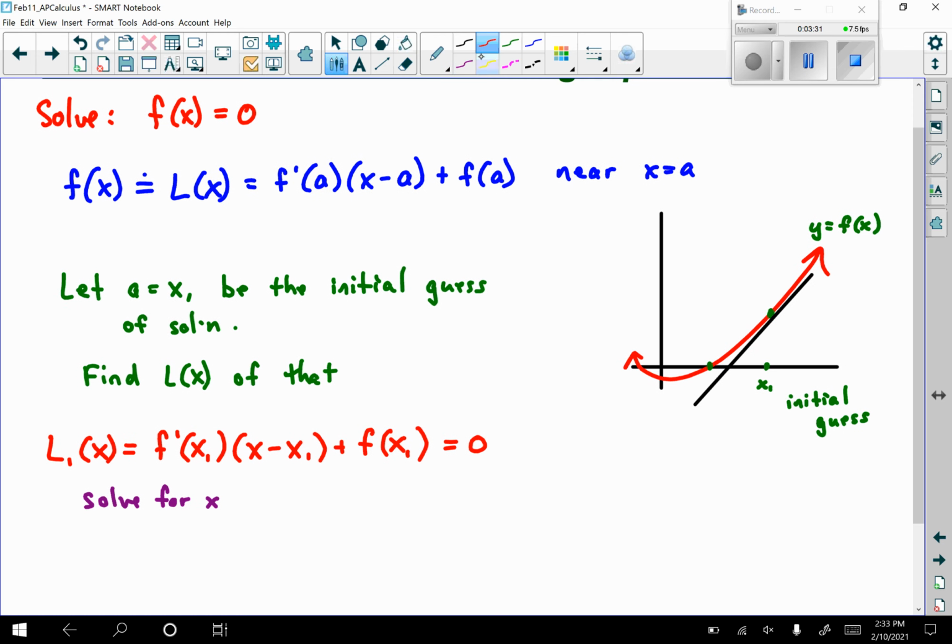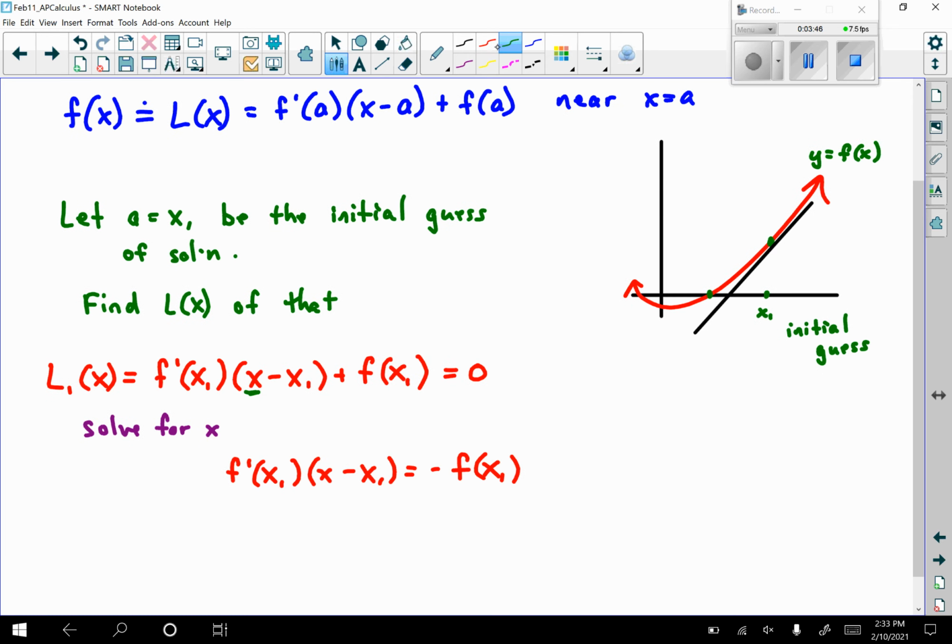So what I'm first going to do is subtract f of x sub 1. So now f prime of x sub 1 times x minus x sub 1 is going to equal negative f of x sub 1. But the x I'm trying to solve for is this one right here. I want to get that by itself. So now my next step is to divide both sides by f prime of x sub 1. So I no longer need the parentheses. X minus x sub 1 is going to equal the opposite of f of x sub 1 over f prime of x sub 1.